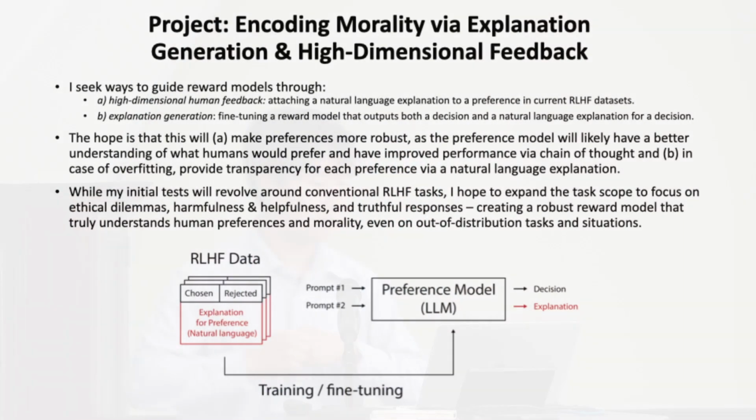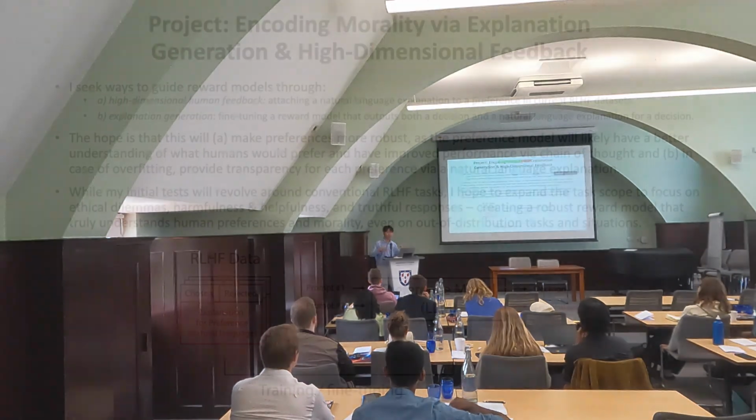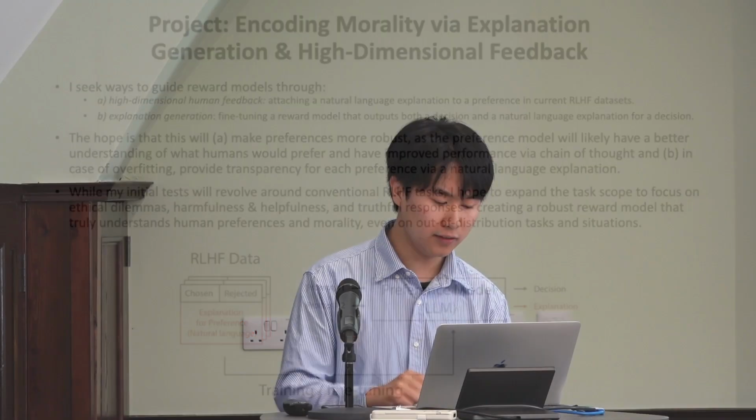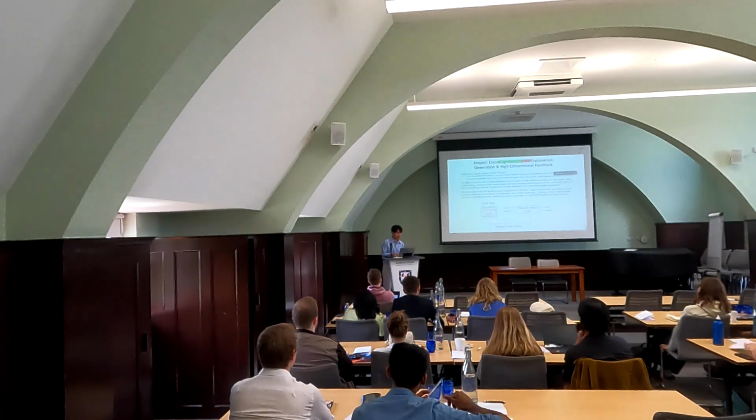The hope is that, A, it can make preferences more robust. The preference model might be more likely to understand what humans would prefer. And second, if it fails, hopefully, if we make the chain of thought somewhat faithful, or we design the model to be a two-headed transformer, you can provide some sort of preference transparency via natural language explanation of why one thing was preferred above another. And the hope is that I can expand the scope of this task to focus not just on conventional RLHF tasks like summarization, but also on ethical dilemmas, helpfulness and harmlessness, and truthfulness, hopefully creating a very robust reward model that understands what humans want.